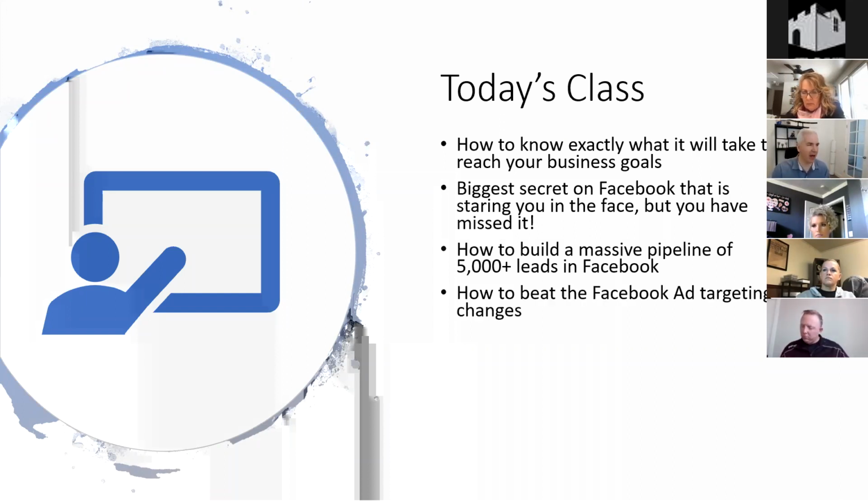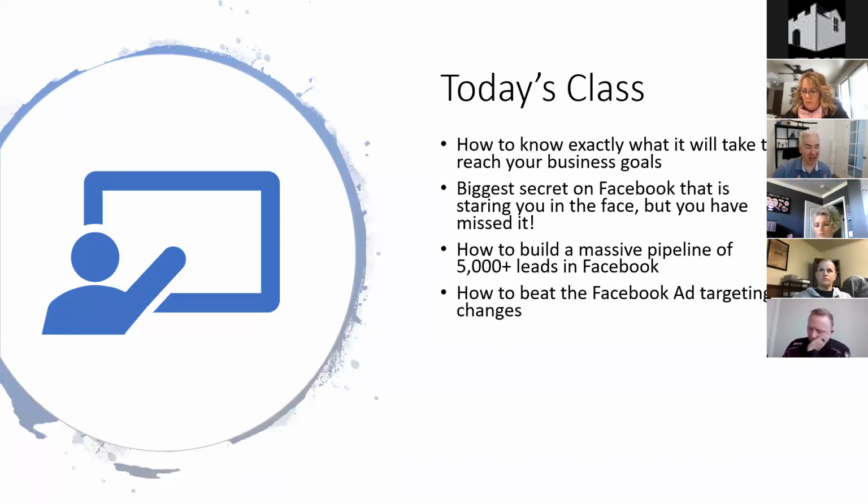Also going to talk about how to beat the Facebook ad targeting changes. So last year in 2020, and they started doing it in 2019, Facebook started making some significant changes to their ads platform because of anti-discrimination. So they took out a lot of targeting options that used to be there. And so the end result was there were a lot of agents who just thought it wasn't the same opportunity that it once was. And so they got out of this, and I'm going to show you how you can actually beat that.